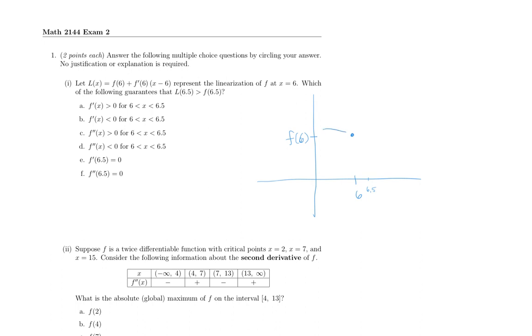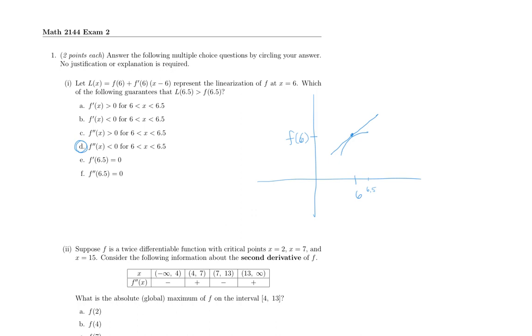So basically what that's going to require is that the function is concave down. That could happen whether or not the function is increasing or decreasing. Basically all we need is that the function is concave down. Then the line will be on top of the function. So what I want to circle here is that the function is concave down. That would mean f double prime is less than 0 for the function between 6 and 6.5. That's what we would need for the line to be on top.